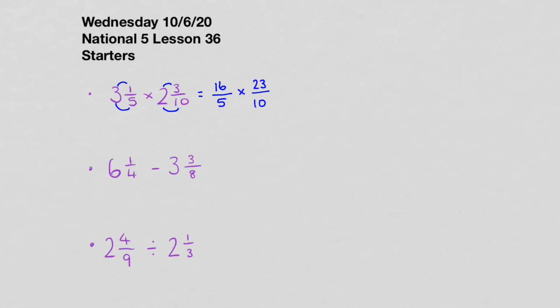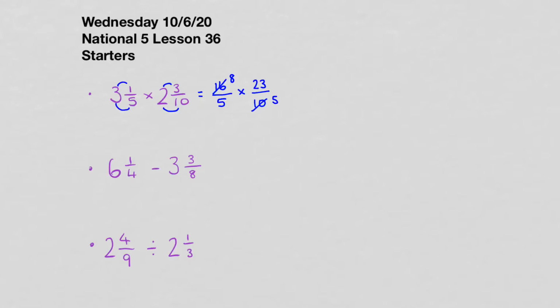And then we can simplify anything on the top with anything on the bottom. We don't have an awful lot of choice for that. 23 being a prime number won't simplify with anything, but we can see the 16 and the 10 are both in the 2 times table. So we've got 8 there and 5 there.